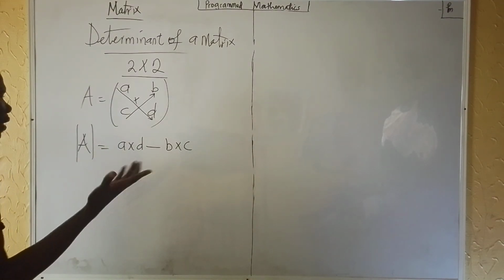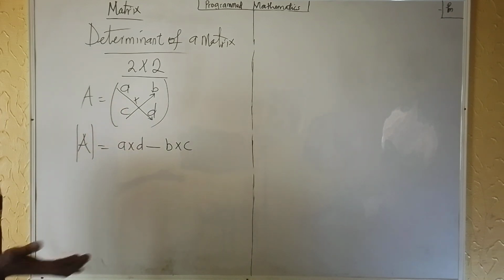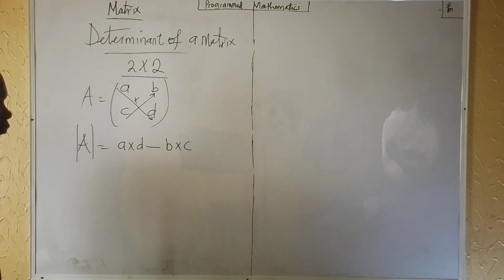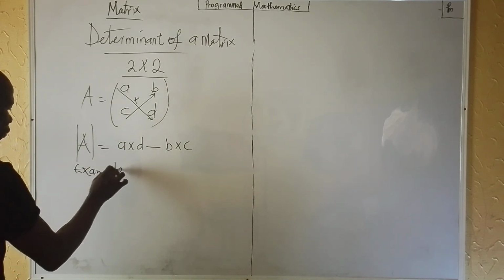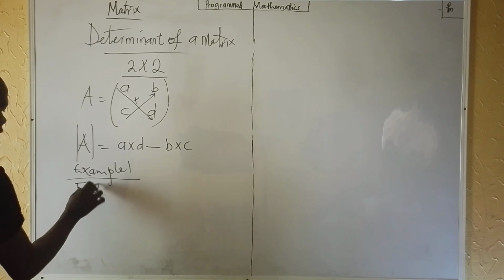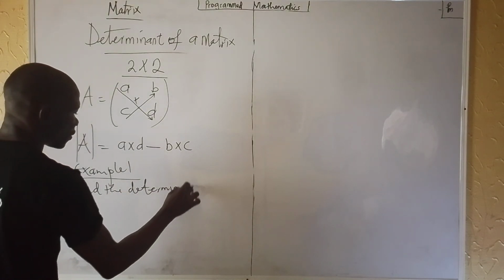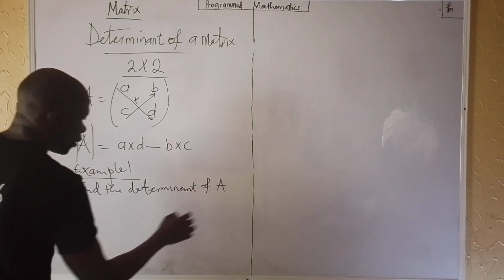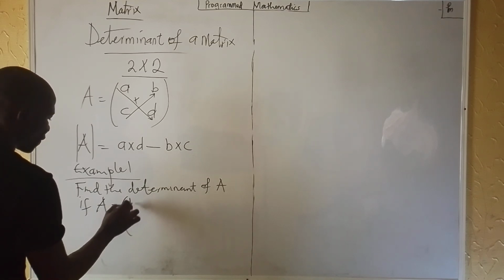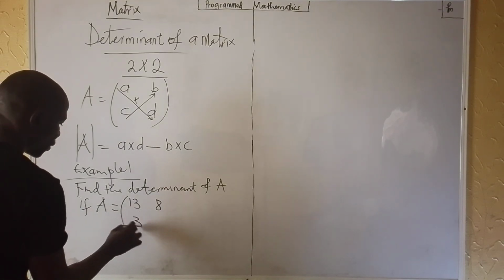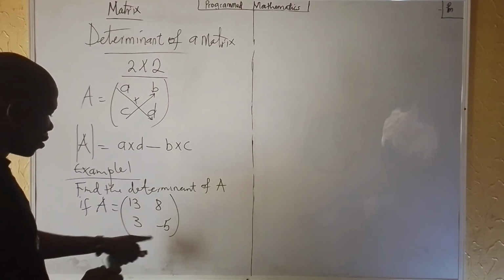If that is okay, you can now see that there's nothing difficult here. Without lifting a pen, you can tell what the determinant of a 2 by 2 matrix is. In this case, let's pick an example. Example 1: we want to find the determinant of A if matrix A is equal to 13, 8, 3, minus 5. Okay, 13, 8, 3, minus 5.